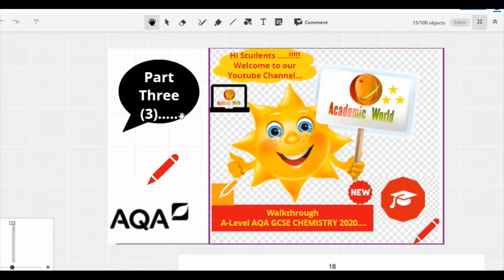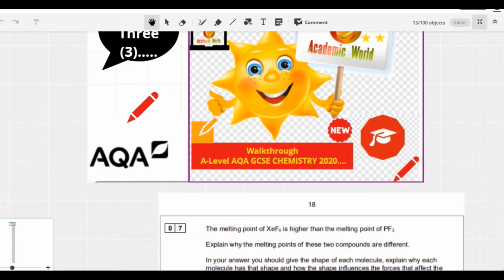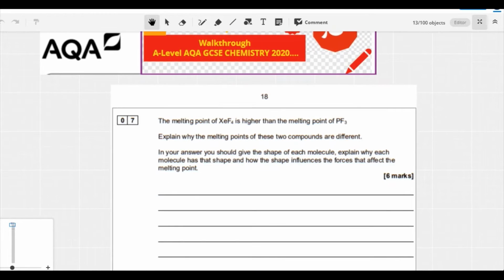So today we are going to start part 3 of the previous paper, AQA 2020 A level. Today we will proceed from question number 7, because last time we did up to question number 6.